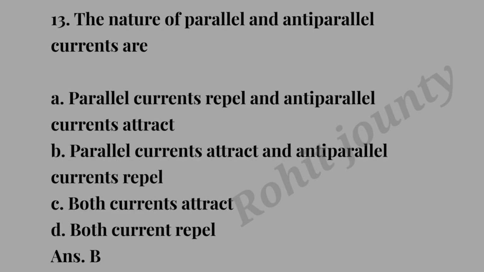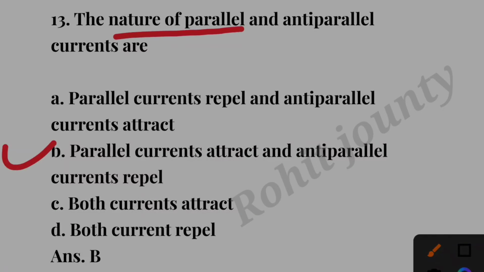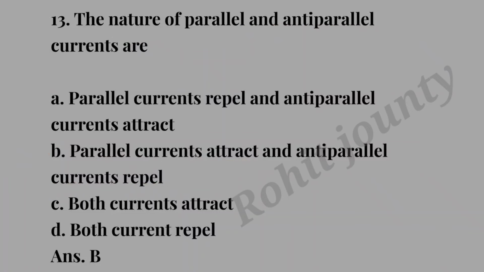Question number 13. The nature of parallel and anti-parallel current are, option A, parallel current repel and anti-parallel current attract, option B, parallel current attract and anti-parallel current repel, option C, both current attract, option D, both current repel. The correct answer is option B, parallel current attract and anti-parallel current repel. The nature of parallel and anti-parallel current are: parallel current attract and anti-parallel current repel. Option B is correct.